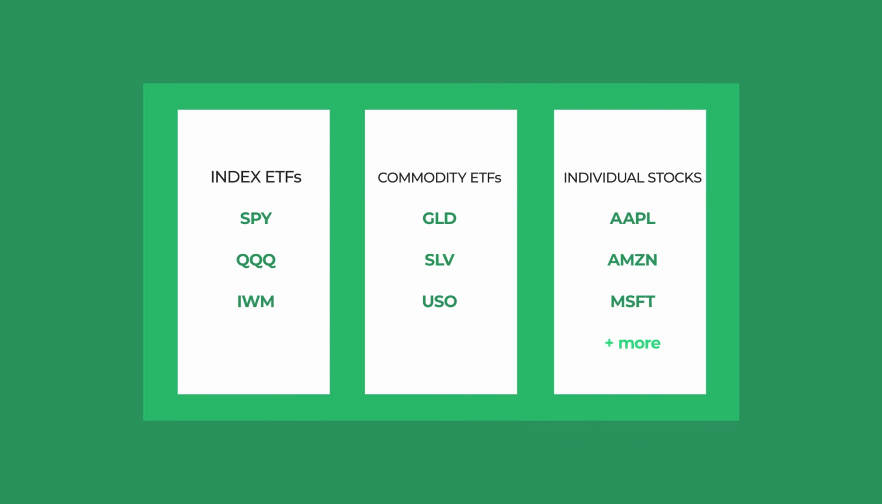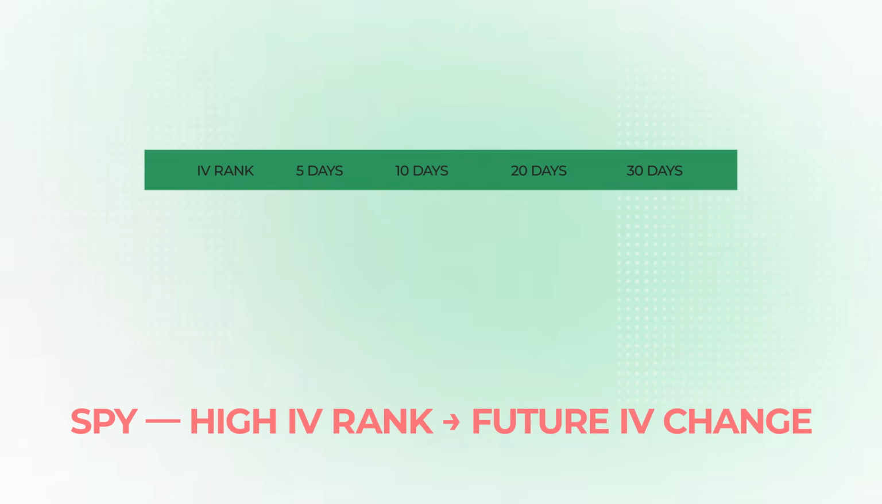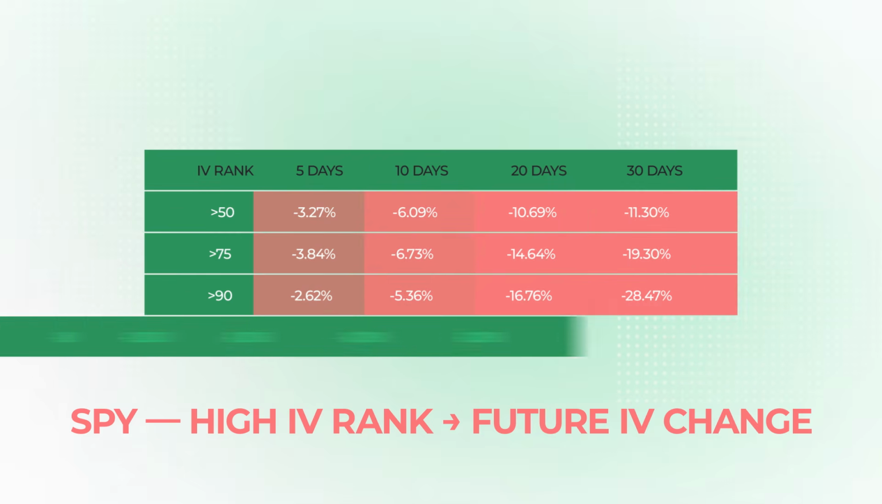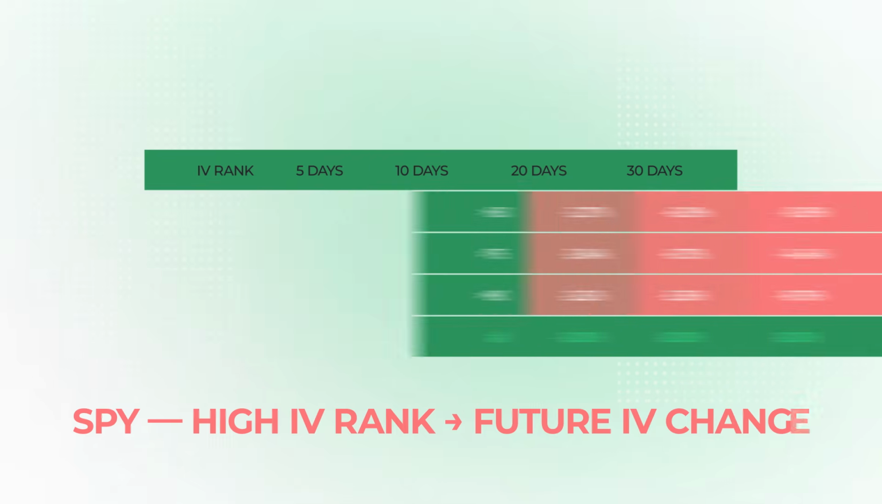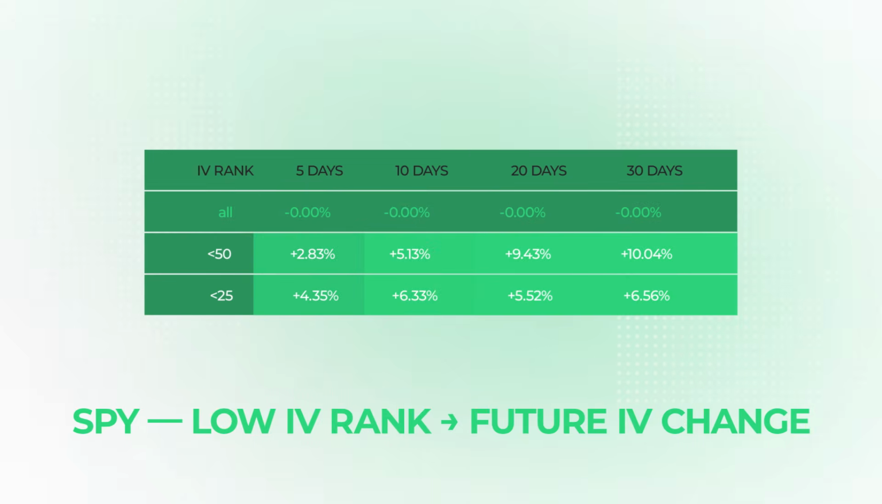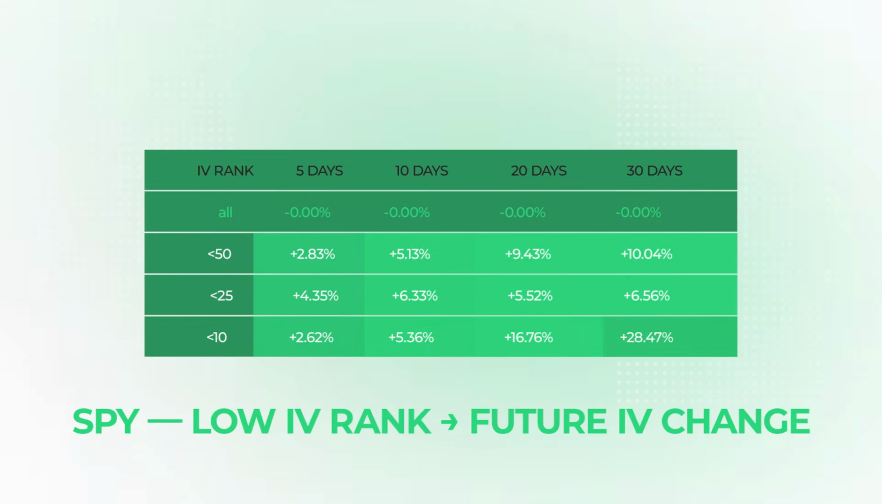We ran backtests across 5 years, on a major index ETF, a commodity ETF, and individual stocks. The answer is consistent across almost every asset we tested. When IV rank is high, above 50, above 75, above 90, IV tends to decrease over the following days and weeks. When IV rank is low, below 50, below 25, below 10, IV tends to rise.